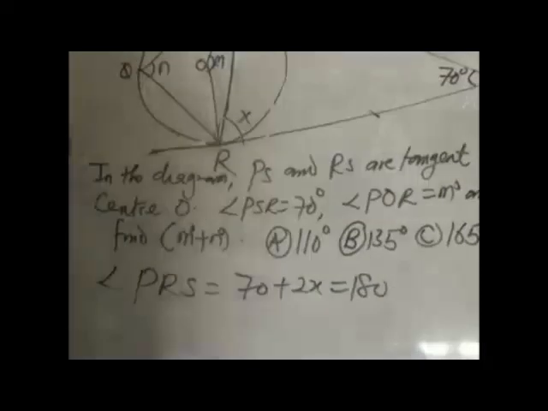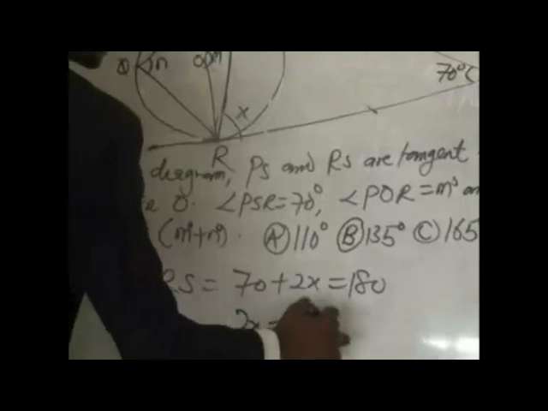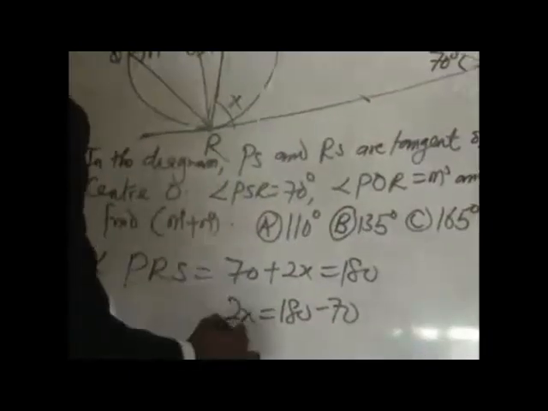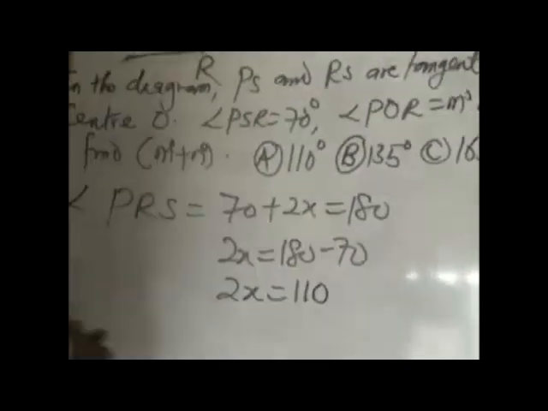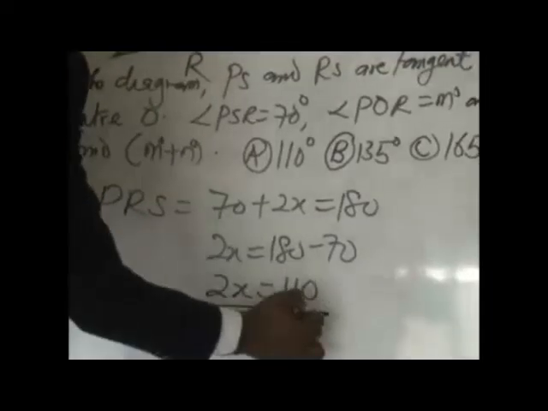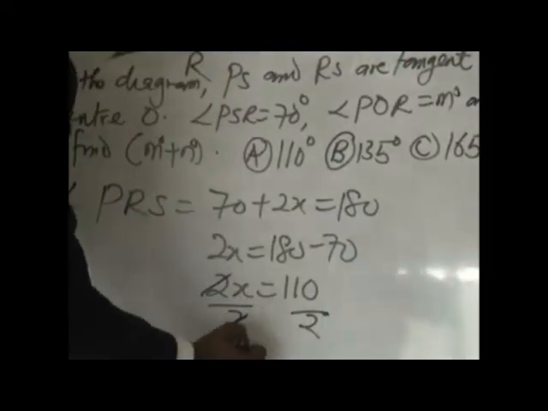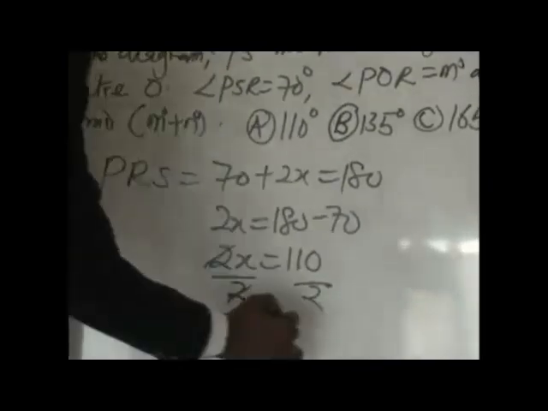So if you solve this, it becomes 2x equal to 180 minus 70, because you are going to cross 70 over to the other side. It becomes 2x equal to 110. Okay? So x becomes, by the time you divide both sides by 2, 110 divided by 2, which will give you 55. Therefore, the value of x is 55.